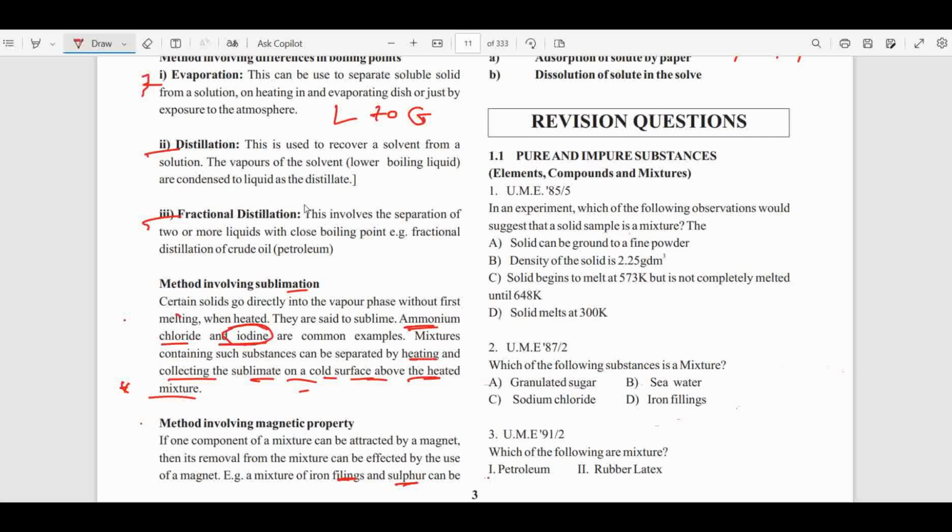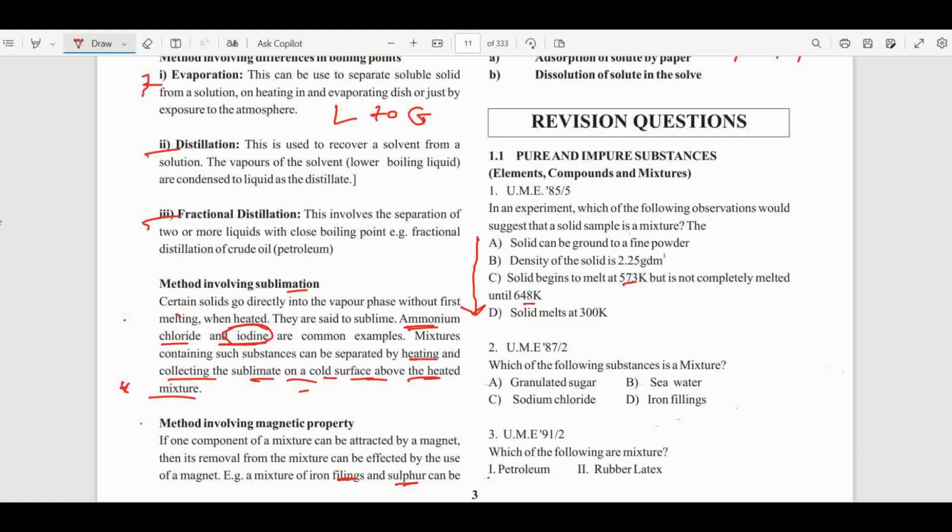This first question says, in an experiment, which of the following observations would suggest a solid is a mixture? So you have all of these options. The first option says the solid can be ground to a fine powder. The second one says density of the solid is 2.25 gram per dm. The third option says solid begins to melt at this point and is not completely melted until 648 Kelvin. And the last option says the solid melts at 300 Kelvin.